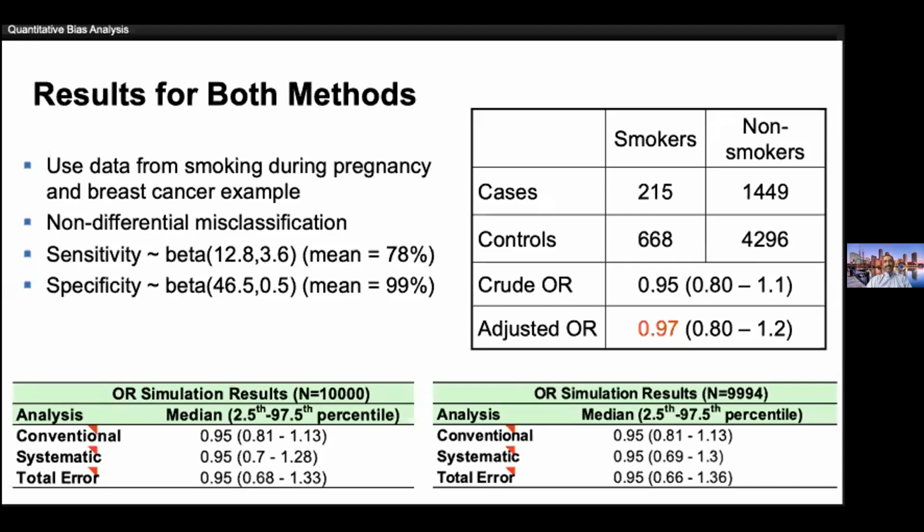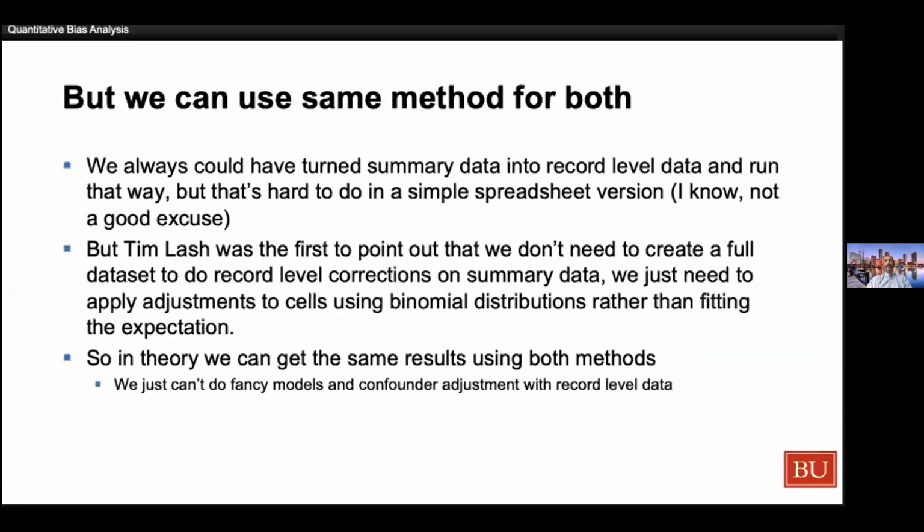Now, we started revising the textbook a couple of years ago, and as we did, we brought on a new third author, Rich McElhose from the University of Minnesota, Tim Lash being the other co-author of the textbook. And we started to think about this difference between summary level and record level approaches. Now, the reason why we had different approaches for summary and record level originally was because it's really hard to do record level corrections in a spreadsheet.